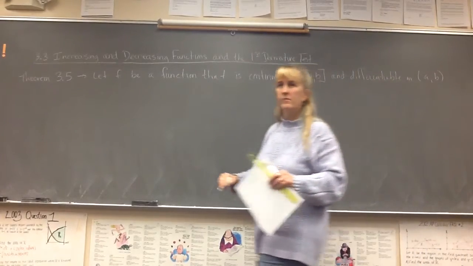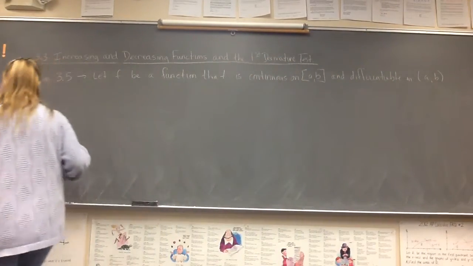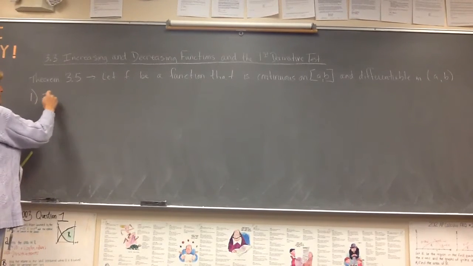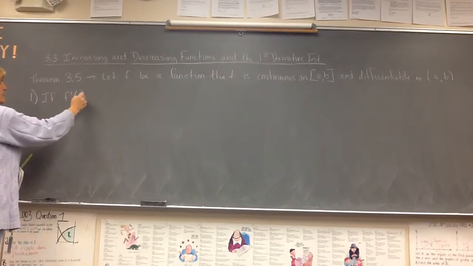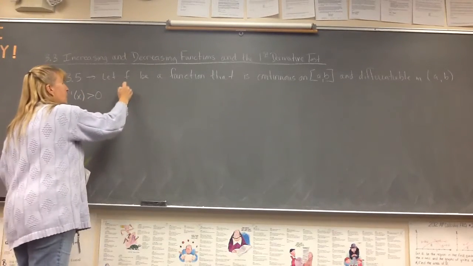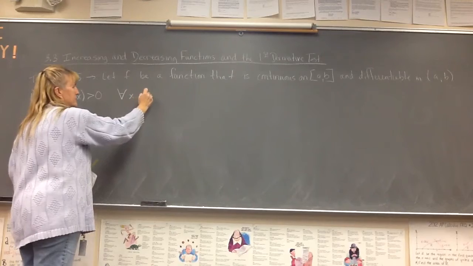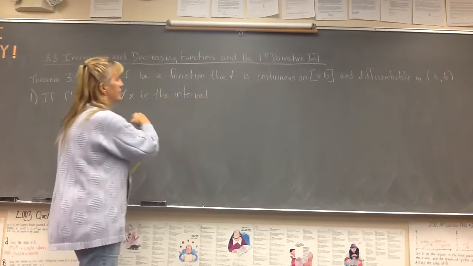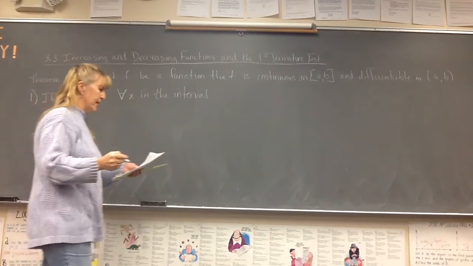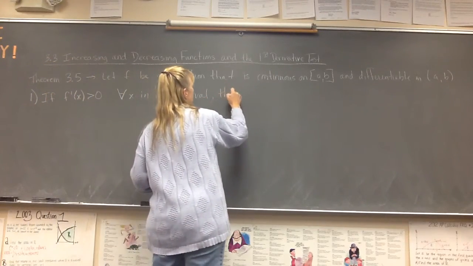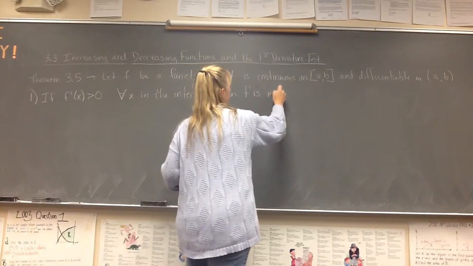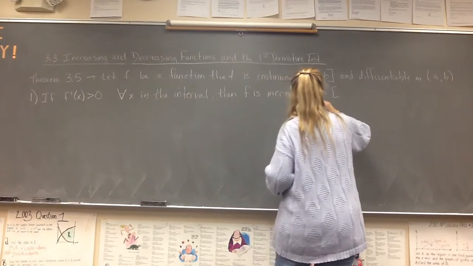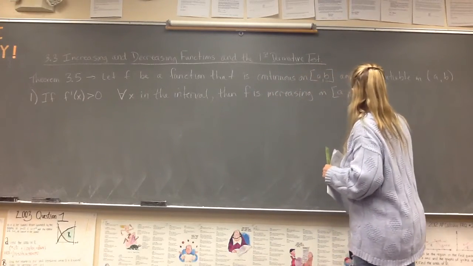That's the premise of a lot of theorems, so that doesn't surprise you. Part 1 of this says if f prime of x is greater than 0 for all x values in the interval, and I suppose I could have said AB, but I'm good, then f is increasing on the closed interval AB.